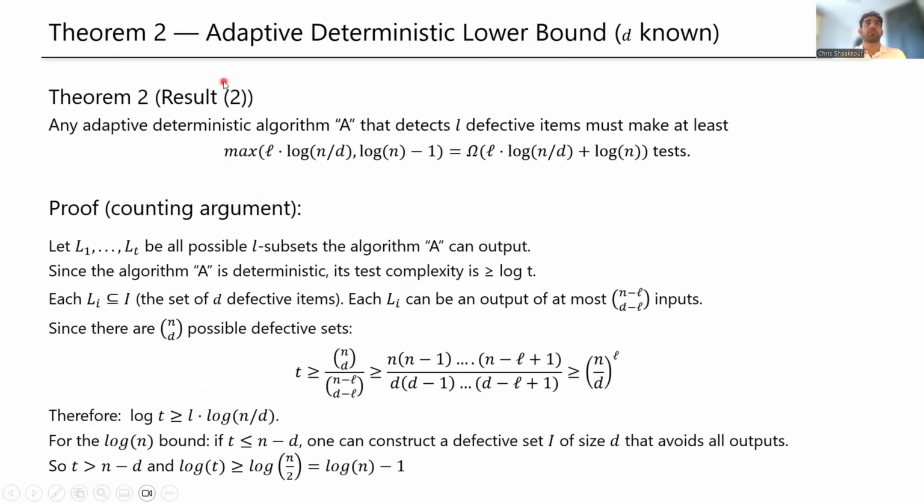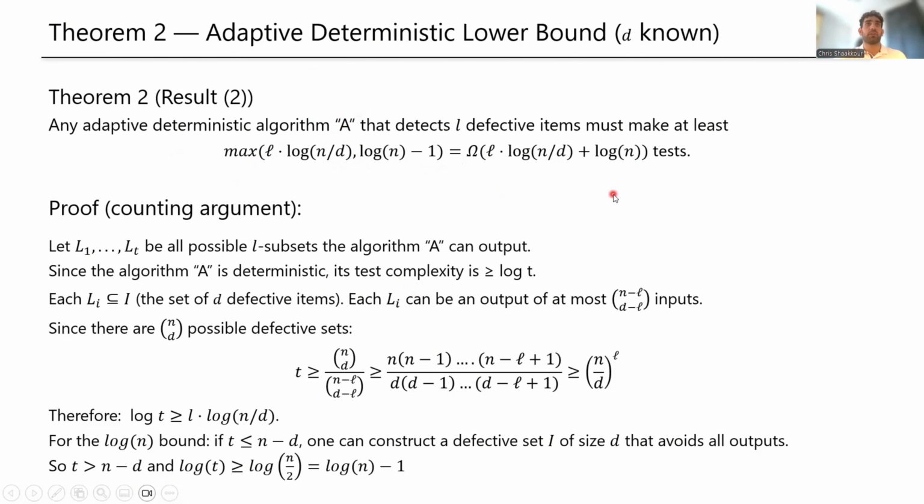So theorem number 2 comes to prove the second result. It says any deterministic algorithm A that detects L defective items must make at least the maximum between L log N divided by D and log N plus 1. So let's go over it. We take any adaptive deterministic algorithm, which we call A. Any algorithm that detects L defective items must make at least the maximum between L log N divided by D and log N plus 1.